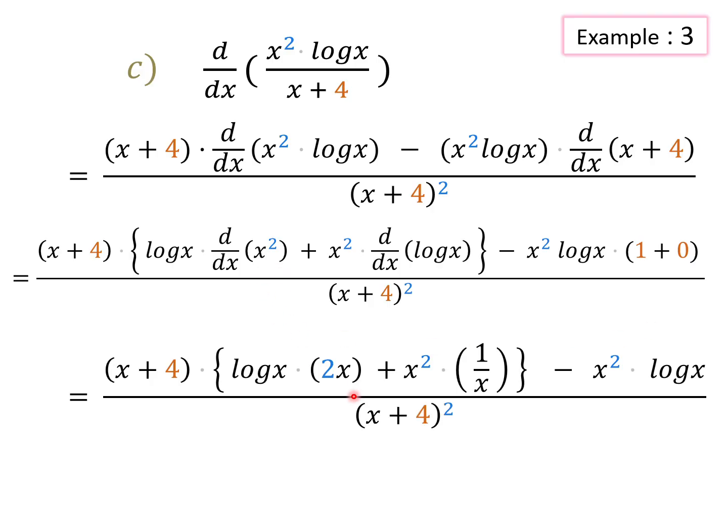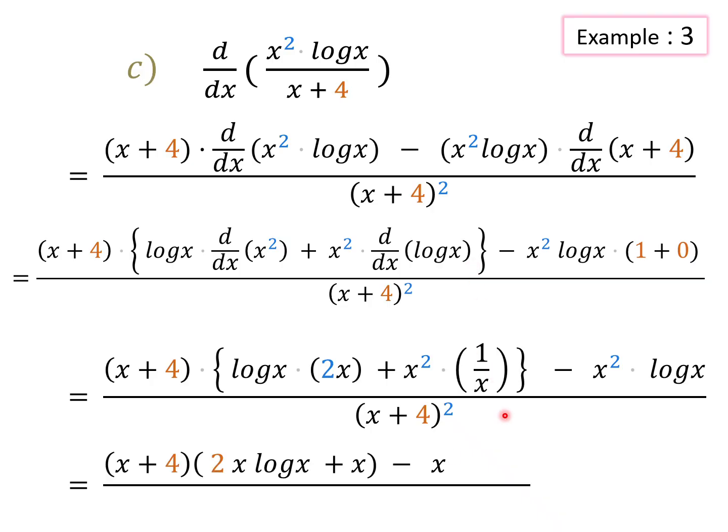Differentiation of x square is 2x, differentiation of log x is 1 by x, and here x square by x gets cancelled out, so remaining x, and 2x we have kept out before log x, so 2x log x plus x, and this is another term. It can be further simplified, which is simple algebra. You can try it out yourself.